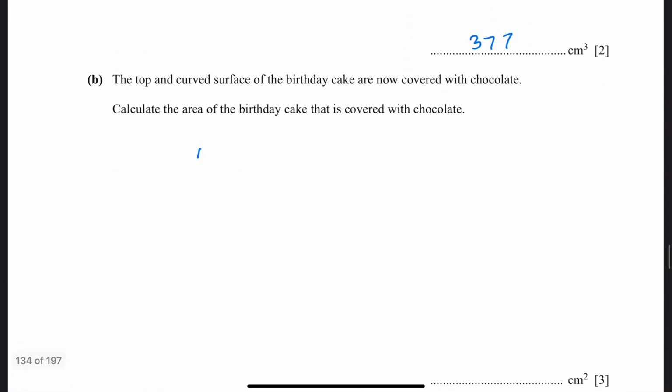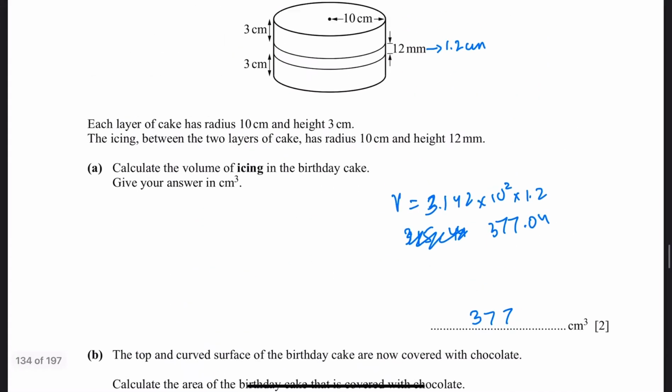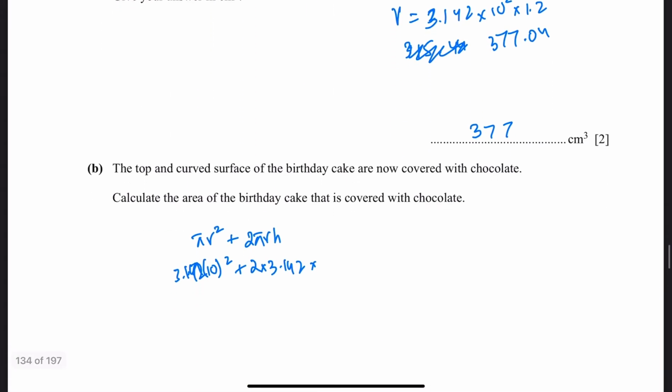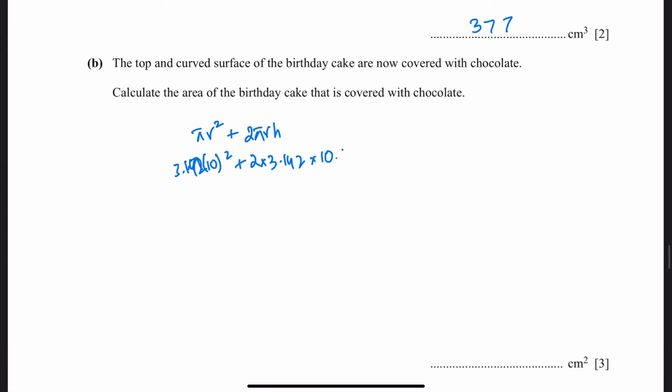So the top is pi r squared. For the curved surface area, 2 pi r h. That's the formula for the curved surface area of a cylinder. It's 3.142 into the entire h, which is 9 plus 1.2, which is 10.2.